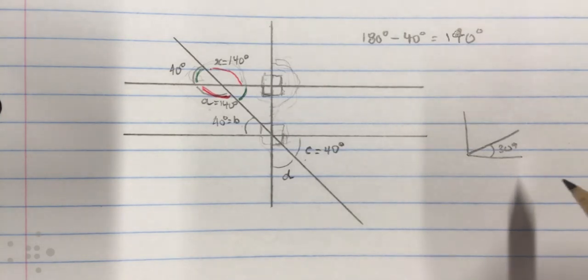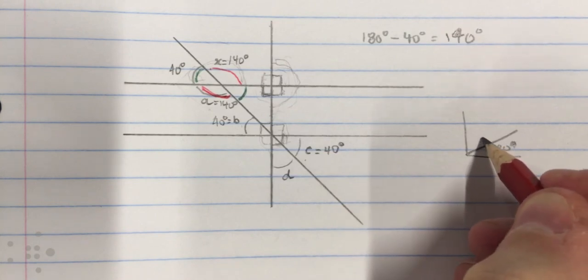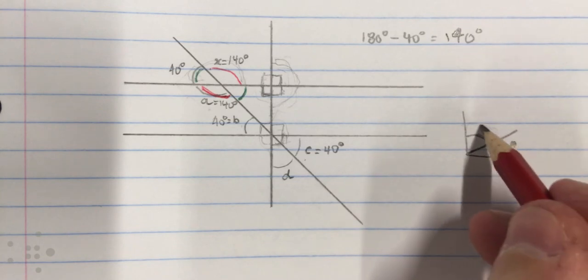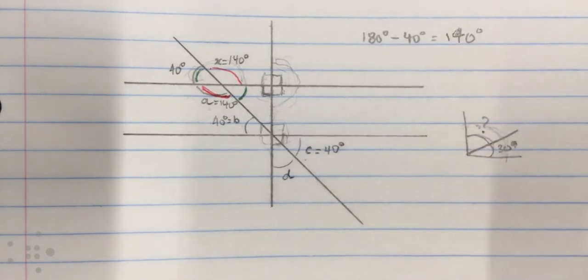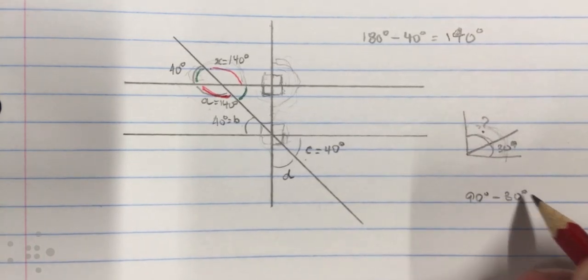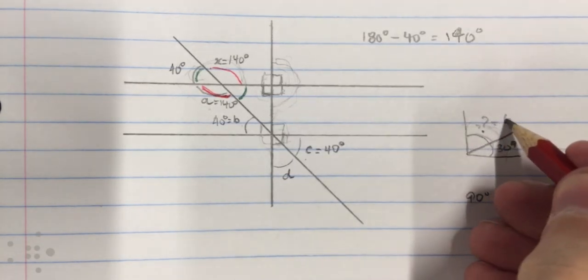Okay, so now we go back to our complementary rule. So we know if this is 30 degrees, for instance, then we know that all together this has to add up to 90. So to figure out what this angle here is, what we need to do is 90 degrees, take 30 degrees, and then we're left with 60 degrees. So we know that this is 60 degrees.